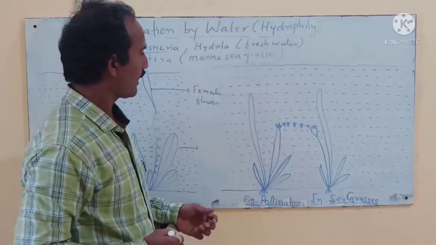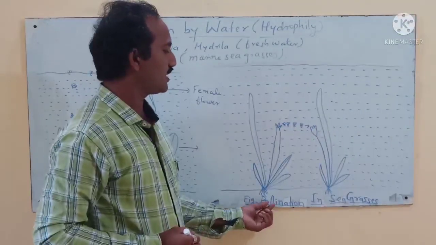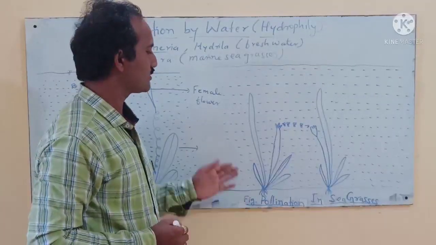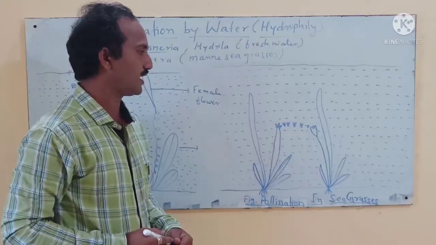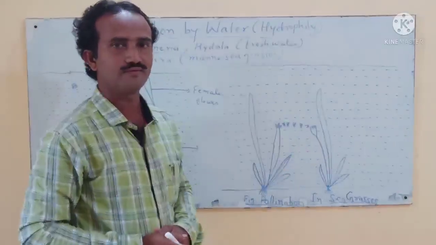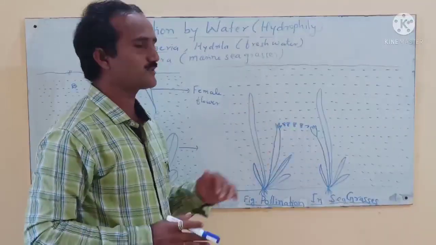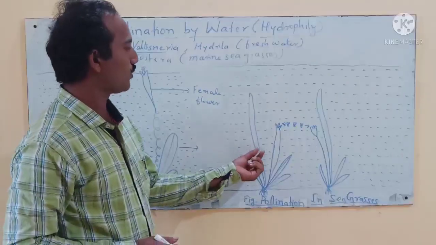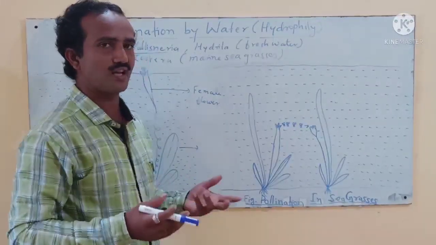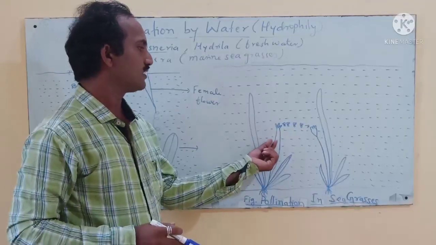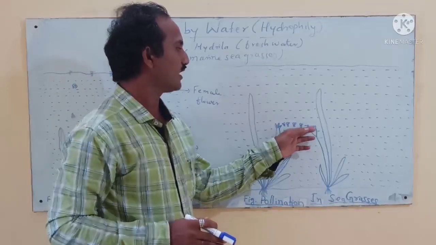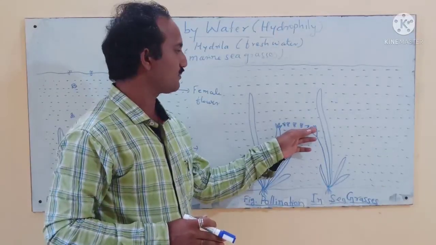Now come to another example, pollination in seagrasses or Zostera. In Zostera, the female flower is present inside the water only, and the pollen grains are ribbon shaped. As soon as the anther descends, these pollen grains move through the water towards the stigma, and pollination takes place.